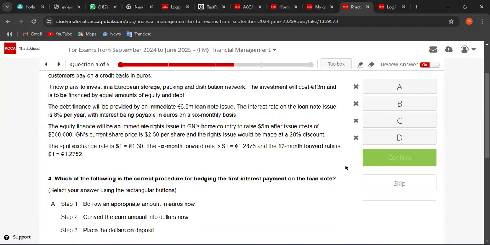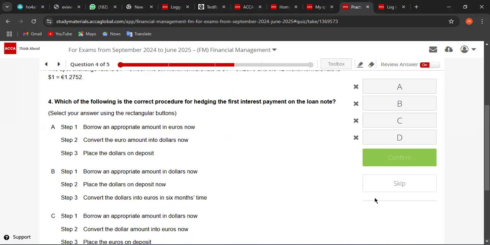Now, which of the following is the correct procedure for hedging the interest rate payments on the loan note? See now, again, the examiner is asking you the money market steps.